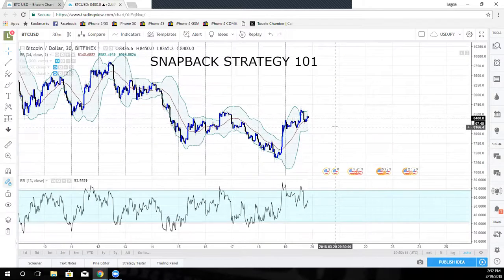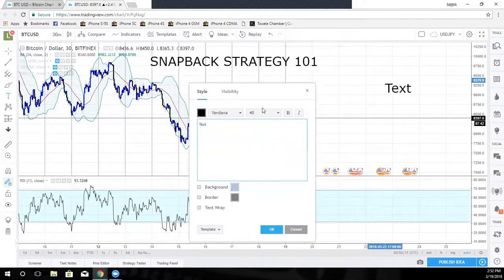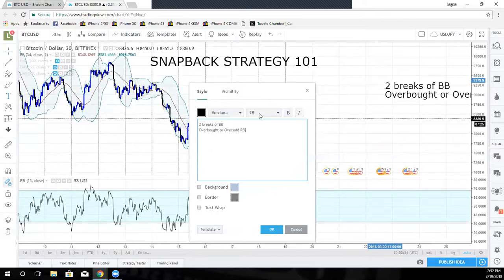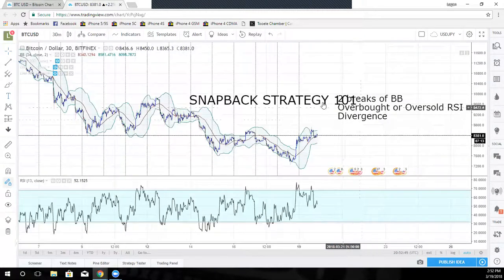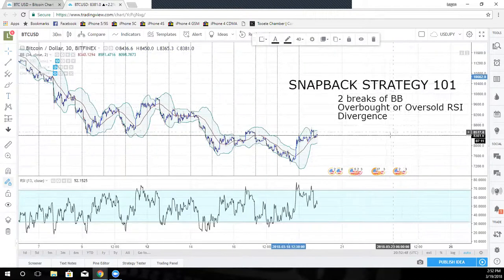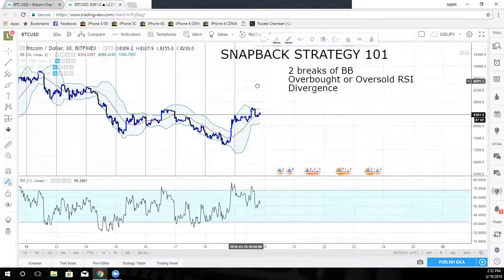Okay, so let's jump in. We're looking for these things. Two breaks of Bollinger Band, we're looking for overbought or oversold RSI, and we're looking for divergence. So these are the things we're going to be looking for.